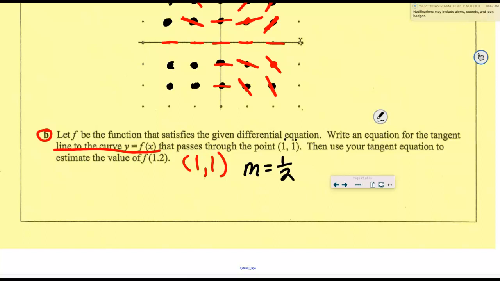You wouldn't get any points yet because you haven't given me an equation for the tangent line. We'll do that next. y minus the y you know is equal to the slope there times x minus the x you know. And I would just leave it like that.